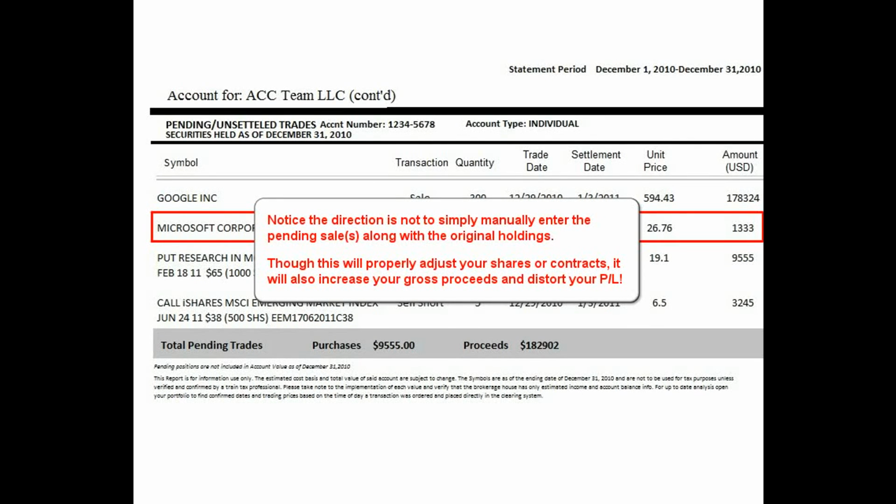Notice the direction is not to simply manually enter the pending sales along with the original holdings. Though this will properly adjust your shares or contracts, it will also increase your gross proceeds and distort your P&L.